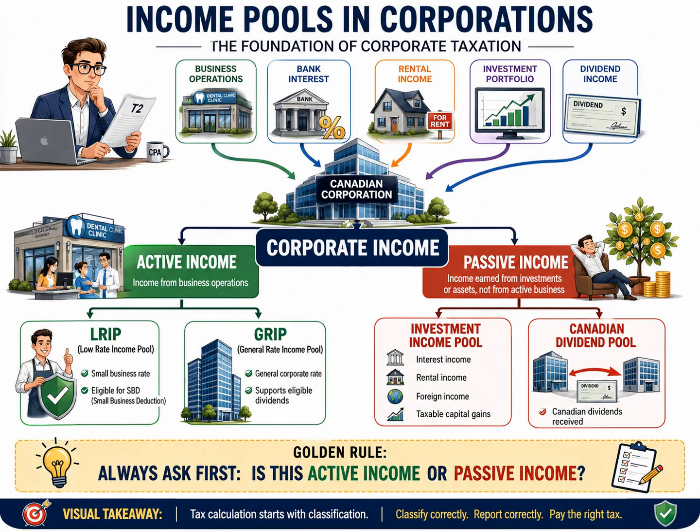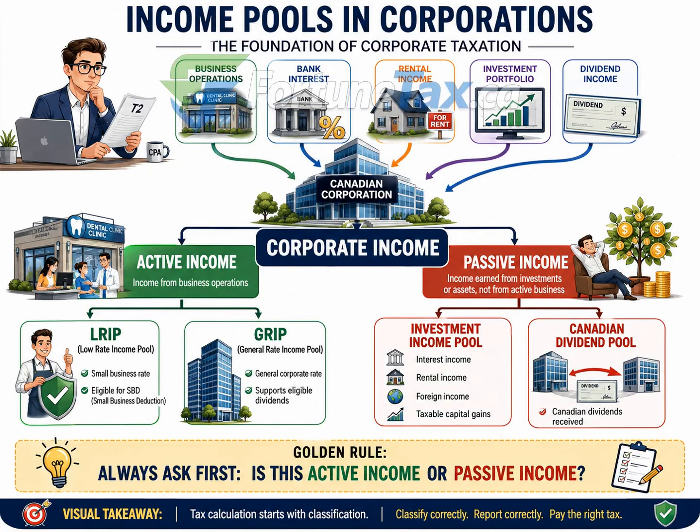This is income earned from investments rather than active business operations. Passive income is divided into two separate pools. The first is the investment income pool, which includes interest income, rental income, foreign income, and taxable capital gains. The second is the Canadian Dividend Pool, which includes dividends received from other Canadian corporations. These two passive income pools are tracked separately because they are subject to different tax rules and refundable tax mechanisms.